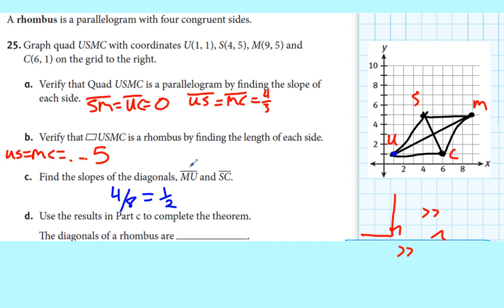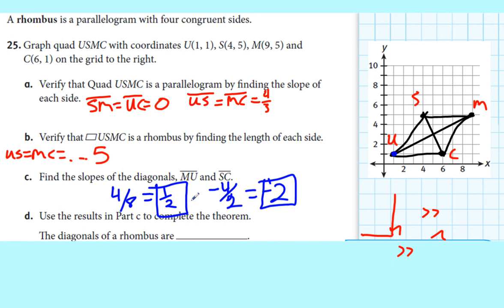Okay, and then SC, this goes down 4, so -4, and then over 2, so that simplifies to -2. So here are our two slopes. And then it says, complete the theorem, the diagonals of the rhombus are. What does that have to do with this? So we look at our two slopes and look at how they're related, and we see they're reverse reciprocals of each other.